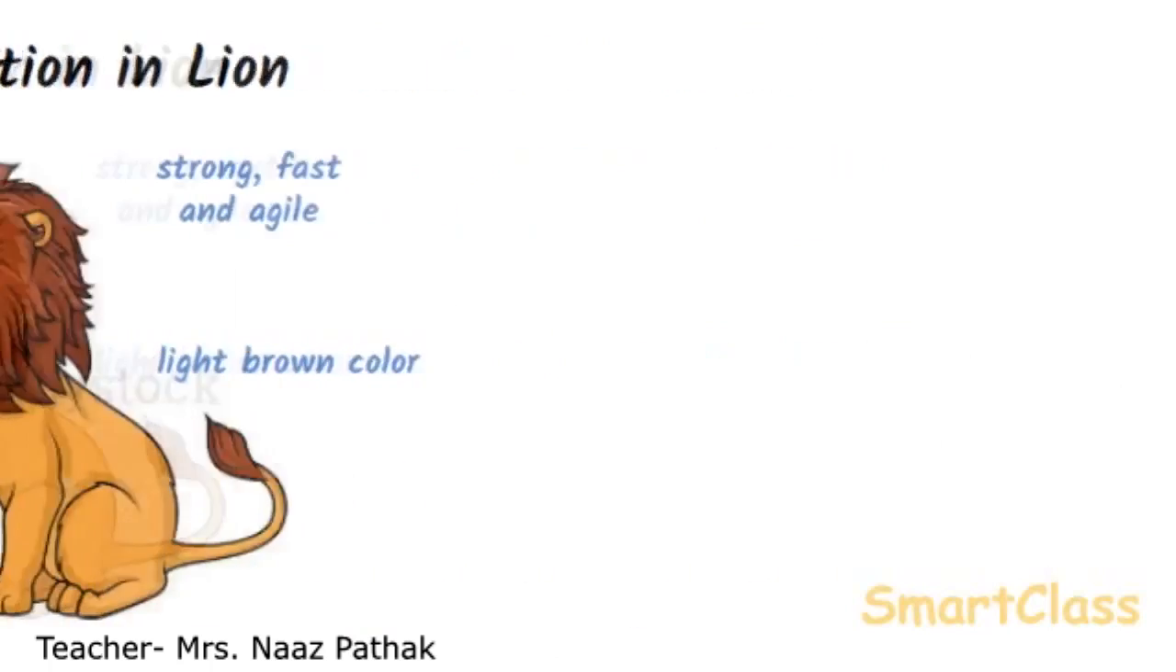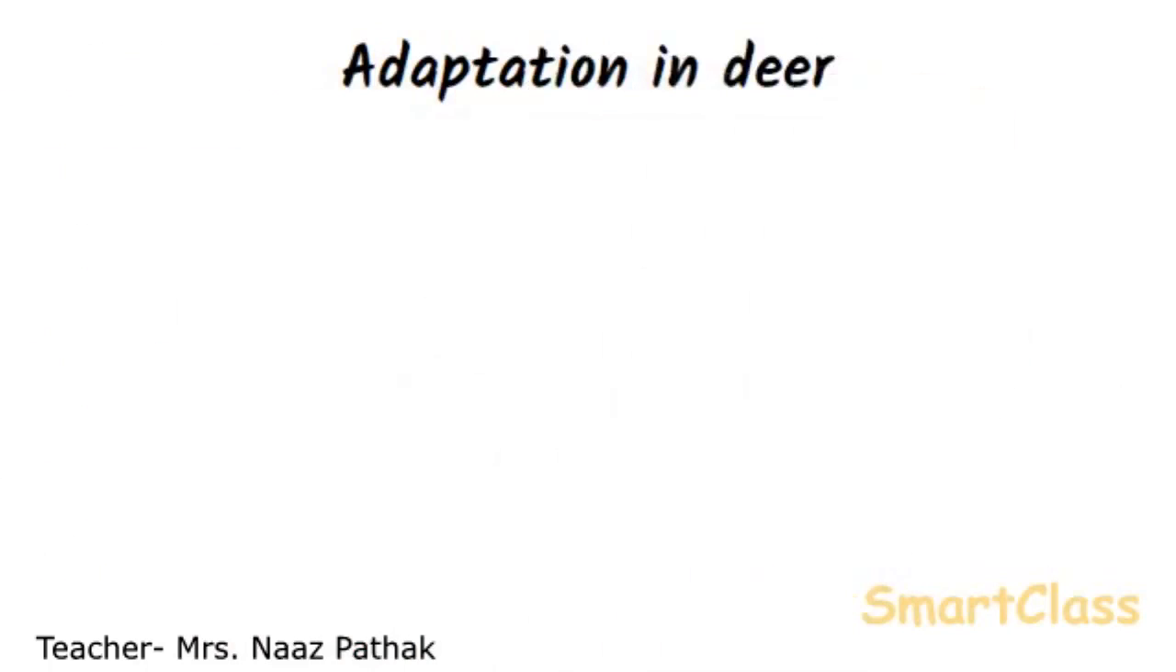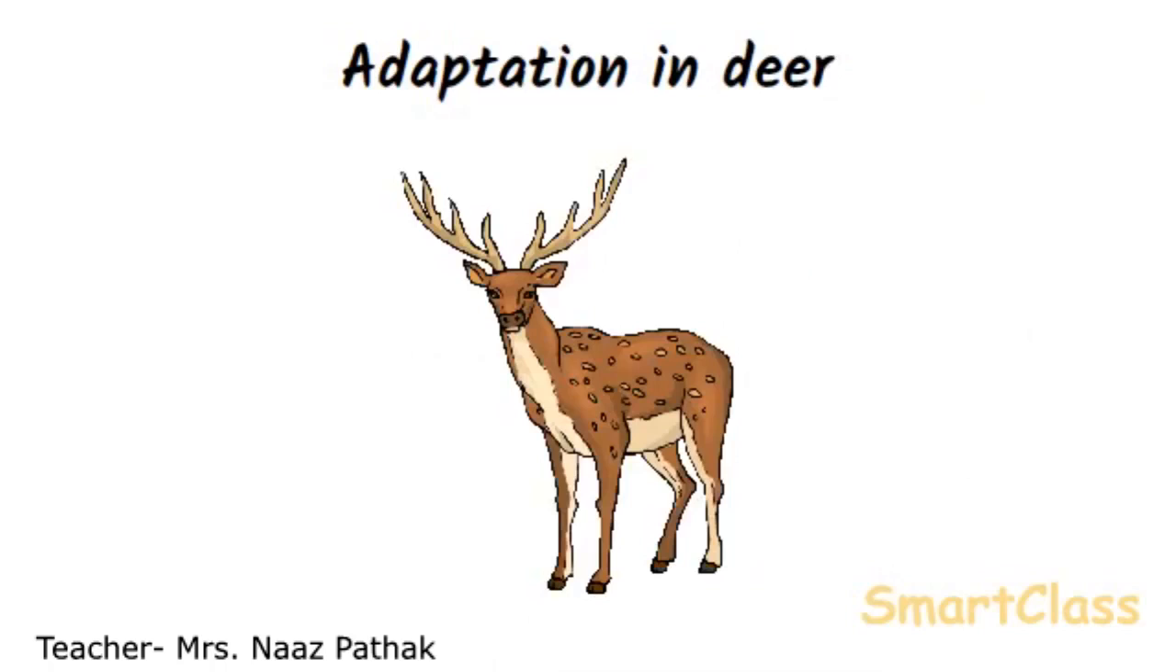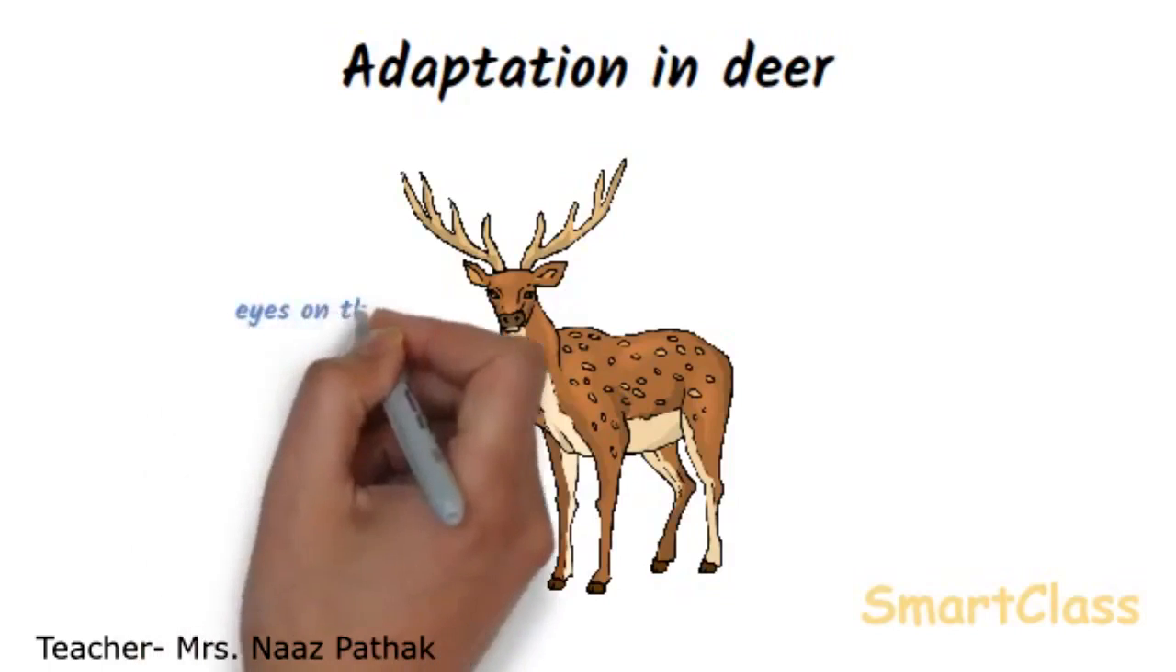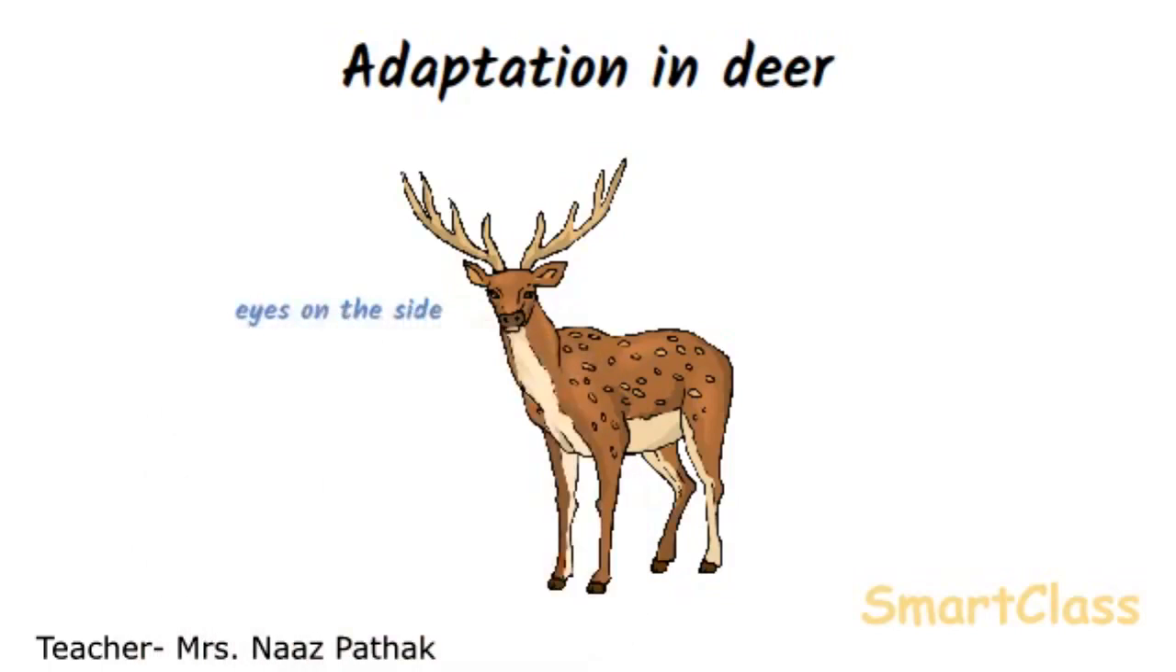Adaptation in deer. The deer is a herbivorous animal which eats only plant material as food. Deer is another animal which lives in forest habitat. The deer is adapted to the forest habitat in the following ways. The deer has eyes on the side of its head, which enables it to see in all directions at the same time.